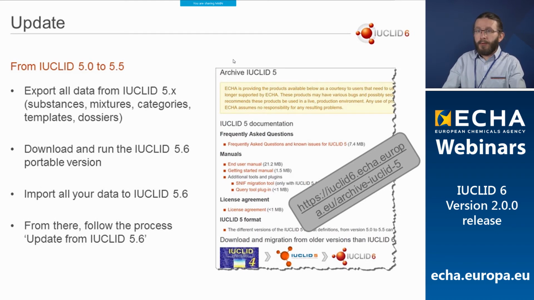In case you have Euclid 5.0 to 5.5, then our recommendation is to go on this same page of the Euclid website, Archive Euclid 5, and download and run the Euclid 5.6 portable version. It's also a portable version, so it means that you just download it, save it on your computer, and it's ready to run. So you don't need to install anything. You just run Euclid 5.6.